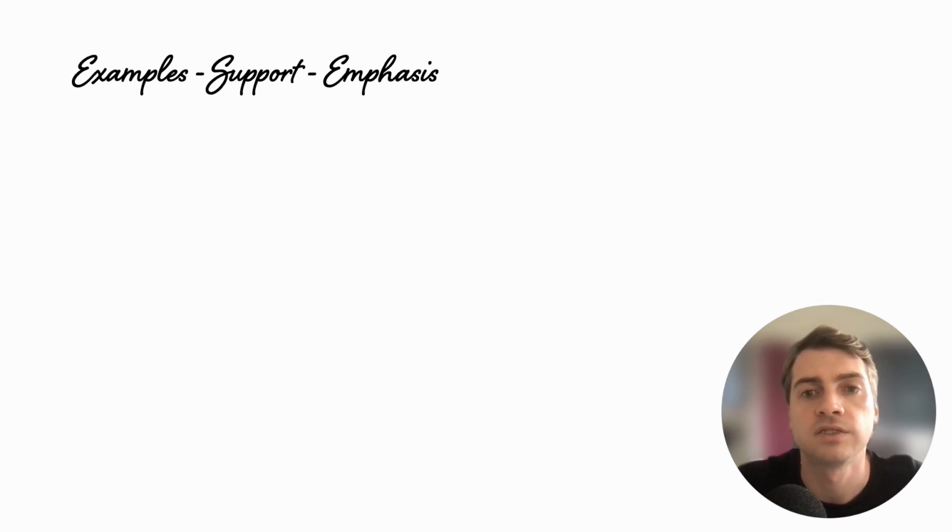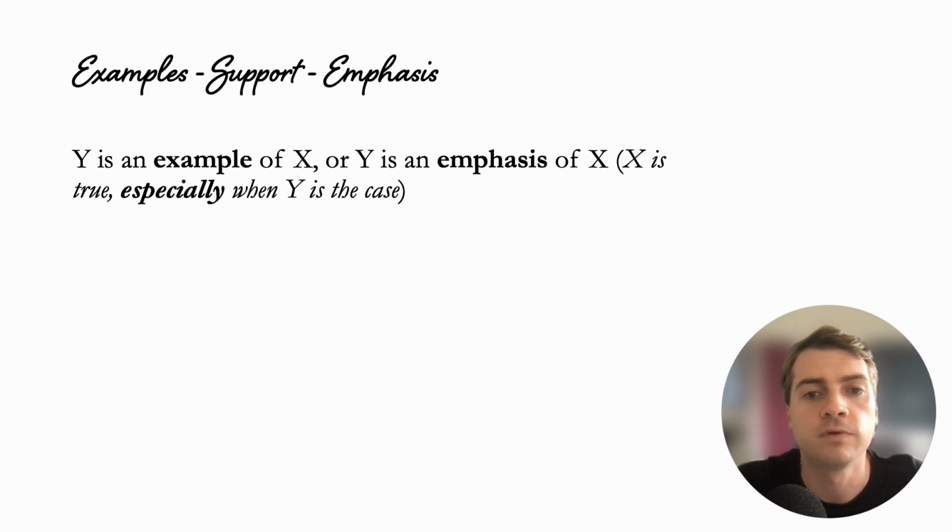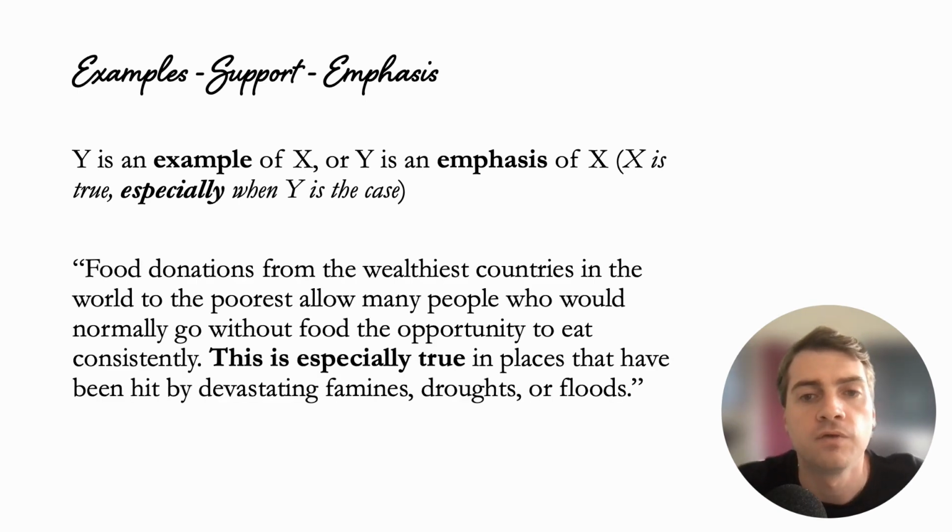All right, so for some examples, support or emphasis, Y is an example of X, or Y is an emphasis of X, or X is true, especially when Y is the case, okay? Example, food donations from the wealthiest countries in the world to the poorest allow many people who would normally go without food the opportunity to eat consistently.